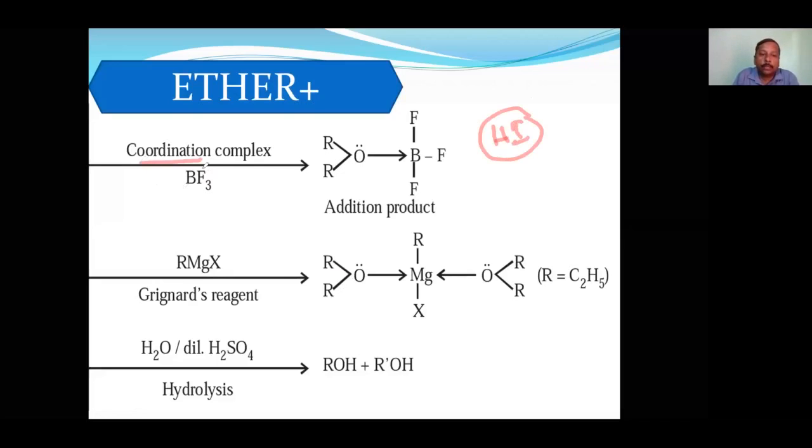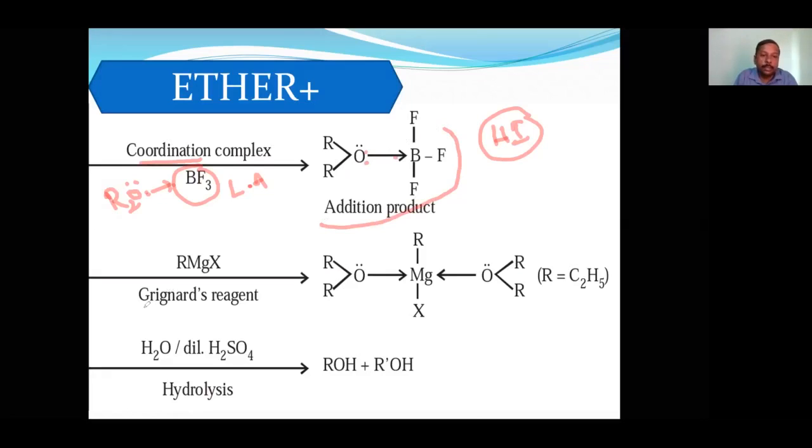Then coordination complex. See here, boron trifluoride is a Lewis acid. Already I told you, R2O, ethers are Lewis bases. So it will donate and it will accept. See, the lone pair is donated by our ether, accepted by our boron. So this will form an addition product.